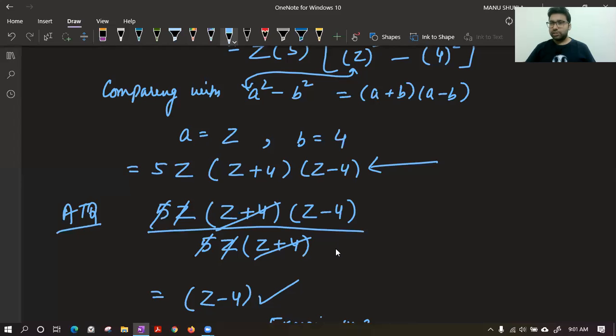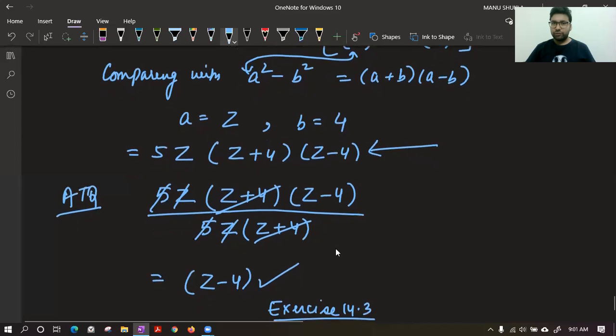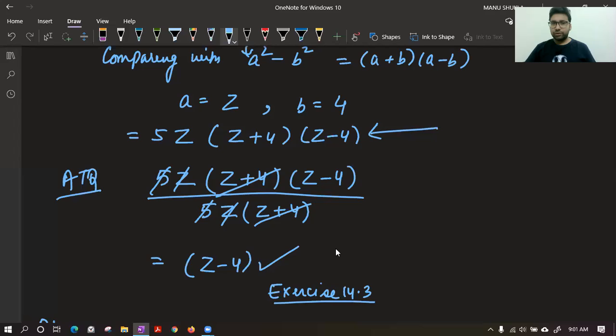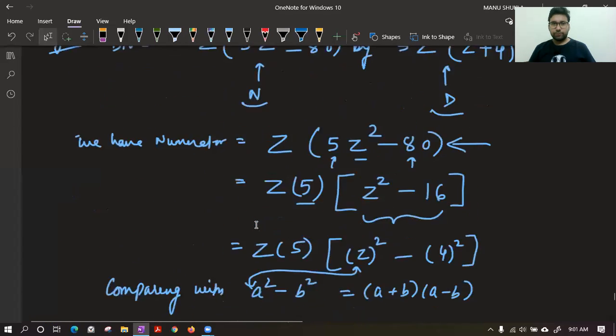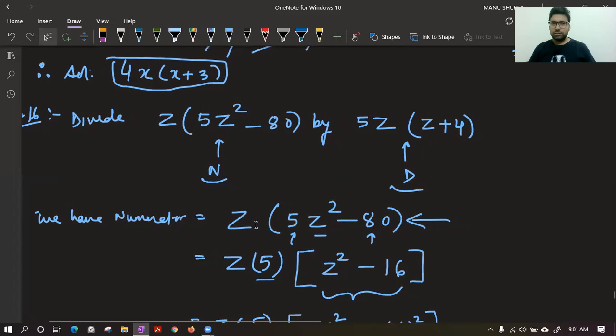Okay. Sakshi, you also? After that, what have we done? Yes, after that, we have written the question only. The question said you have to divide. The question was this, na? Let me show you the question again. Question was this: z into 5z square minus 80 divided by 5z, z plus 4.